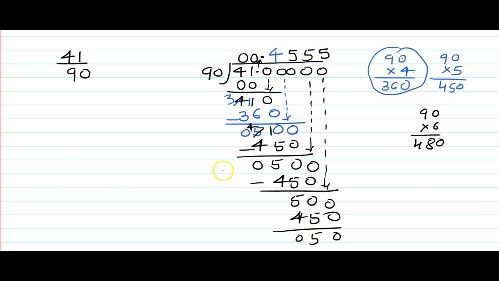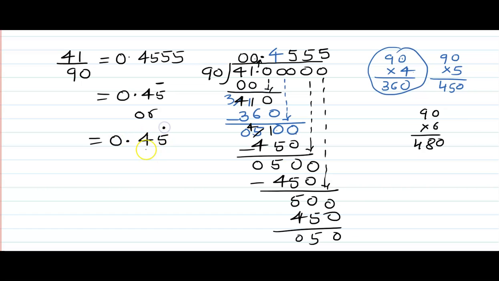So we got 50. So if you see 41 divided by 90, we are getting 0.4555. Yeah, so this we can write down 0.45. Either you can put a small line on the top of 5 or you can put a dot. Both are okay. So we can say it is 0.45 recurring. So only 5 is recurring, not 4.